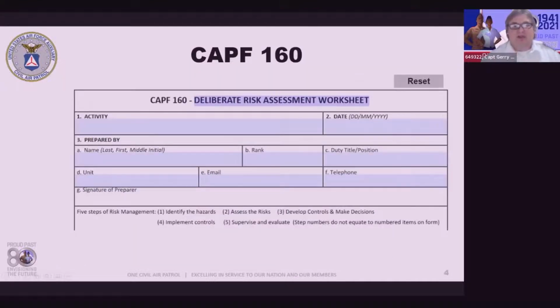Okay, so now that we know why we're using it, let's take a look at what it is. The first section of the worksheet contains identifying and contact information and the signature of the preparer. For what I've done, the activity is SUAS flights. The date I use is the date that I last updated it. My name, my rank, my unit, the email, my telephone number, all pretty self-explanatory stuff. And for duty title position, I put PIC, pilot in charge.